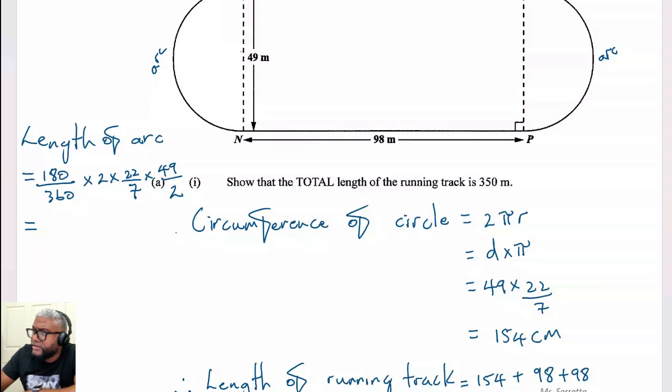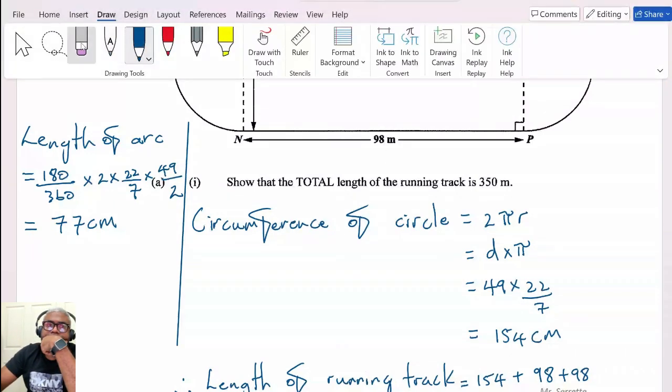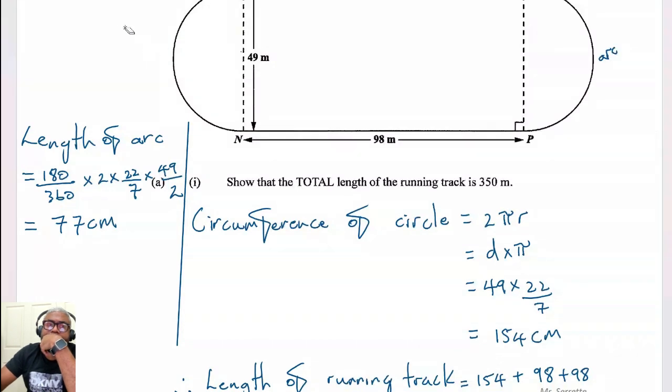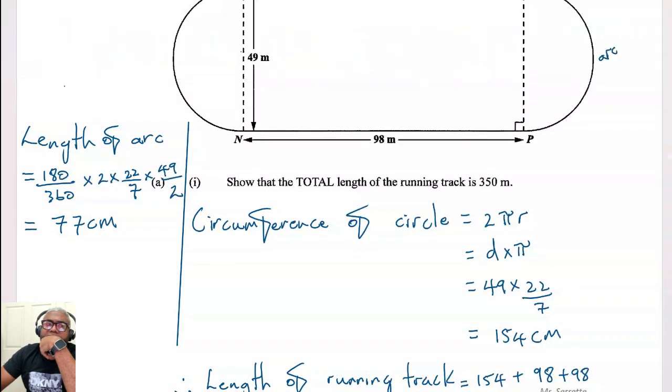So wait, I have a question. 77, sir. Yes, 77. I realized what I did wrong, Joshua. I put 49 over 360 instead of 180. Oh, okay. So, yes, 180. So here will be 77.